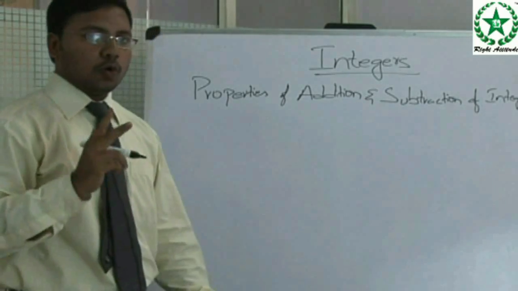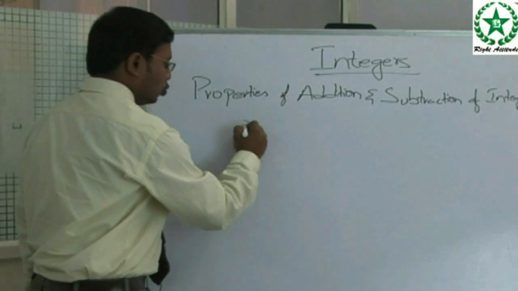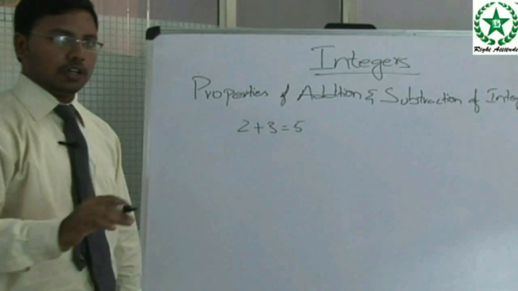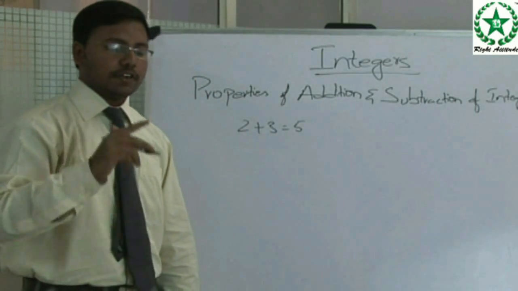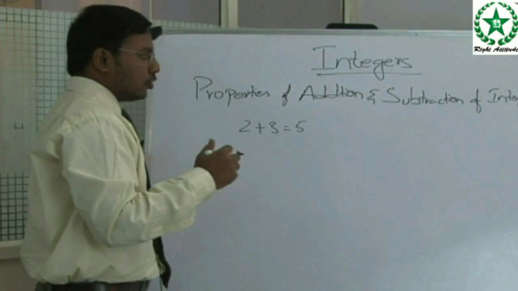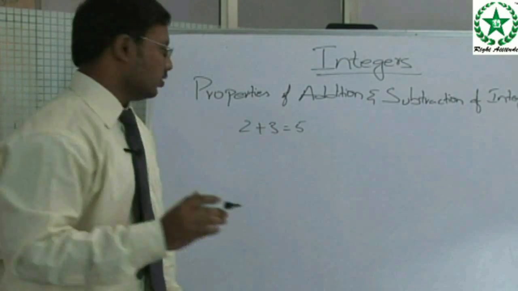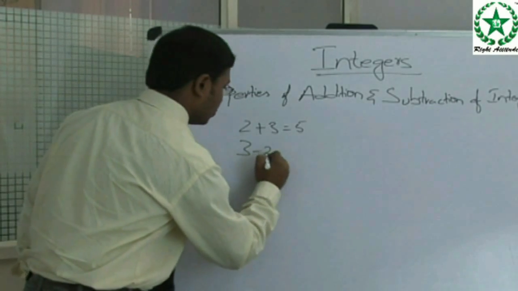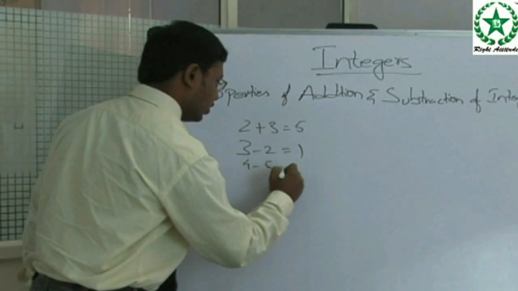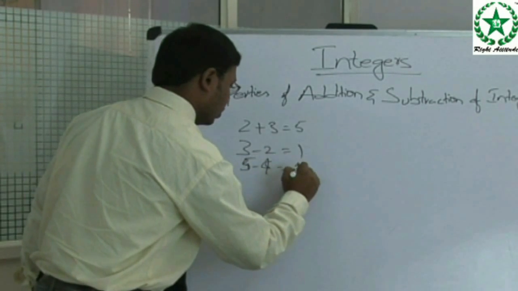Generally, if we add two whole numbers, the result will always be a whole number. That is, if we add 2 plus 3, it is a whole number. Any two whole numbers added, the result will always be a whole number. If we subtract two whole numbers, the result will not always be a whole number. Let's see, 3 minus 2, it is a whole number. 5 minus 4, it is a whole number.